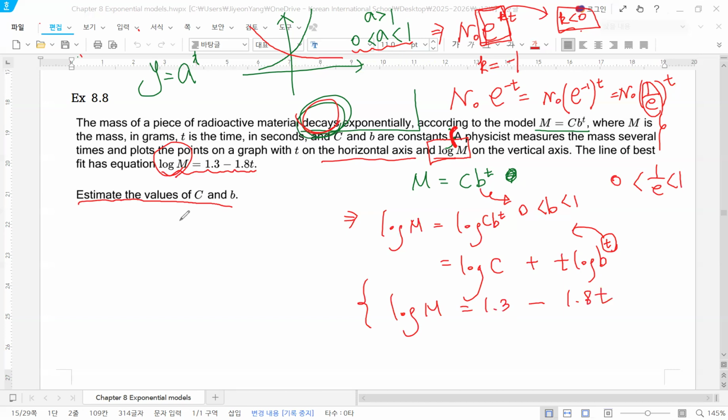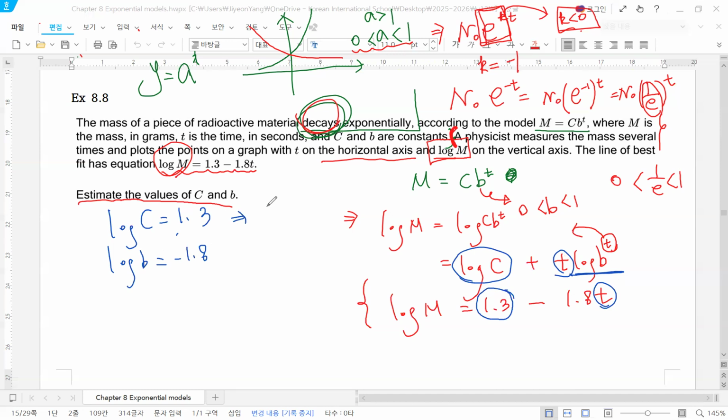If you compare these two, you can see log c is equal to 1.3. Can you see that? Log c equals 1.3. And then since t is here, log b should be equal to negative 1.8. Log b should be negative 1.8. Therefore, c equals 10 to the power of 1.3, do you understand? And b is 10 to the power of negative 1.8.